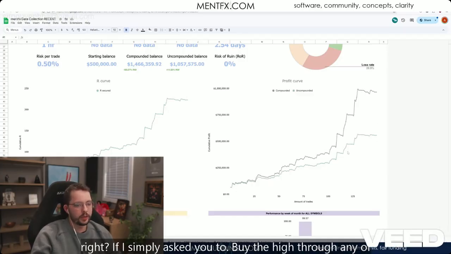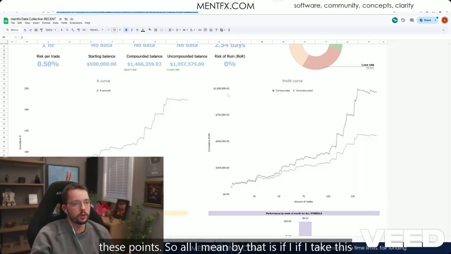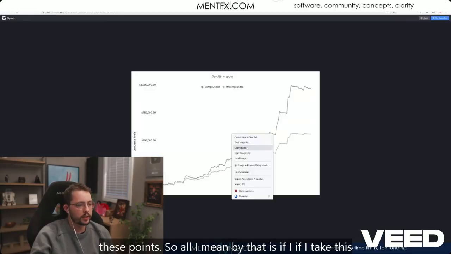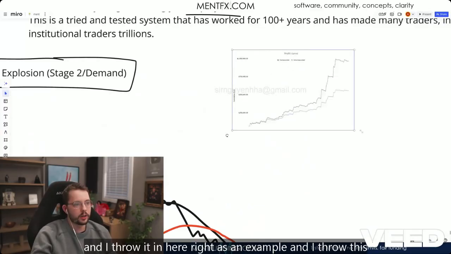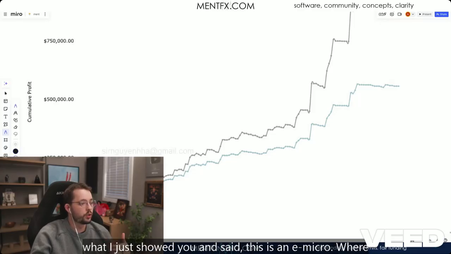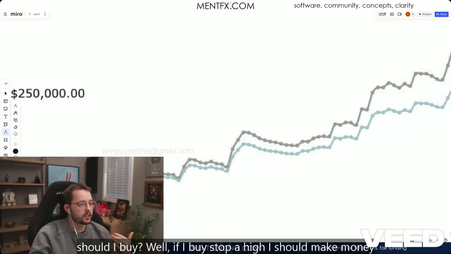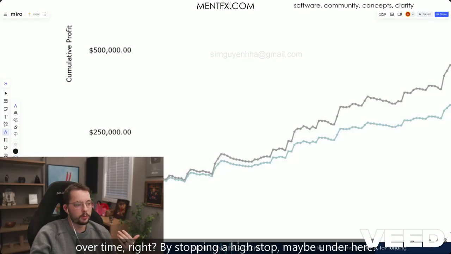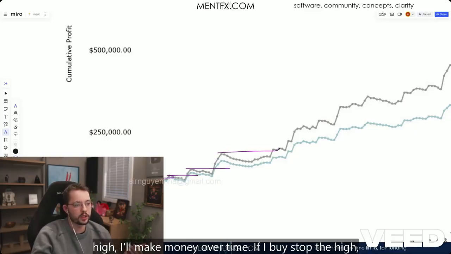If I simply asked you to buy the high through any of these points, all I mean by that is if I take this and throw it in here, as an example, and I zoom in. If my trading was simply to do what I just showed you and said, this is an E-micro, where should I buy? Well, if I buy stop a high, with a stop maybe under here, I should make money over time, right?